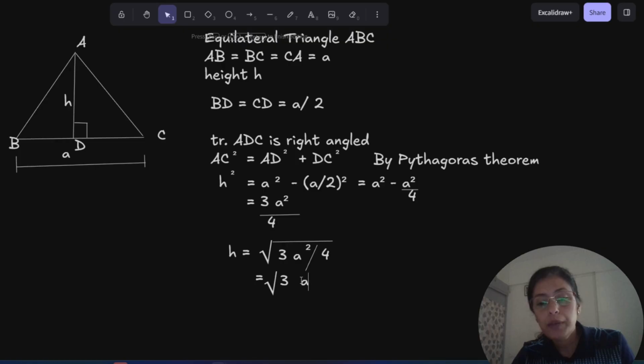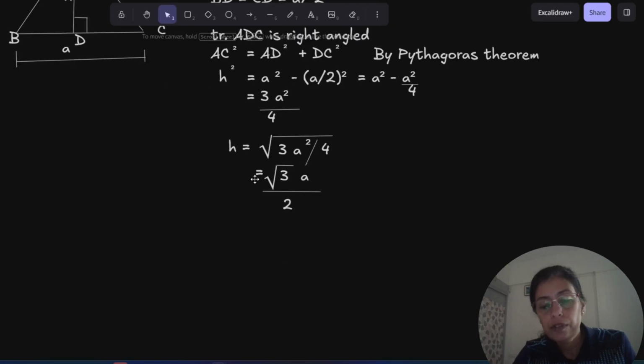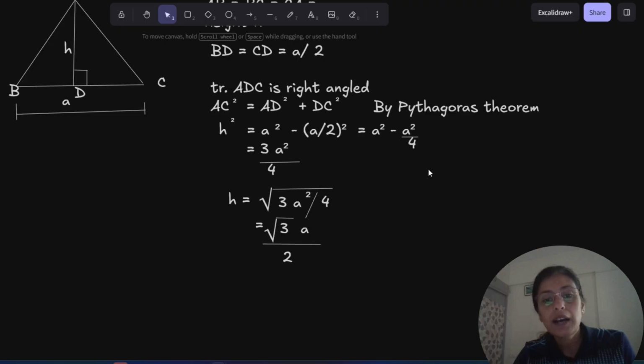Now A square by 4 we can take out of the square root, right? So this becomes under root of 3 A by 2. This under root is only for 3. So this is the height.